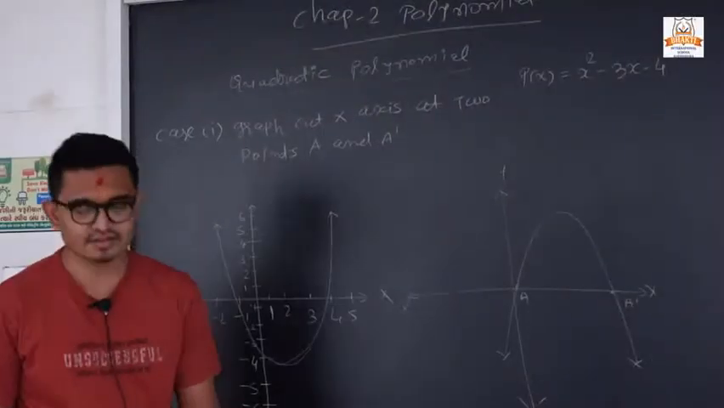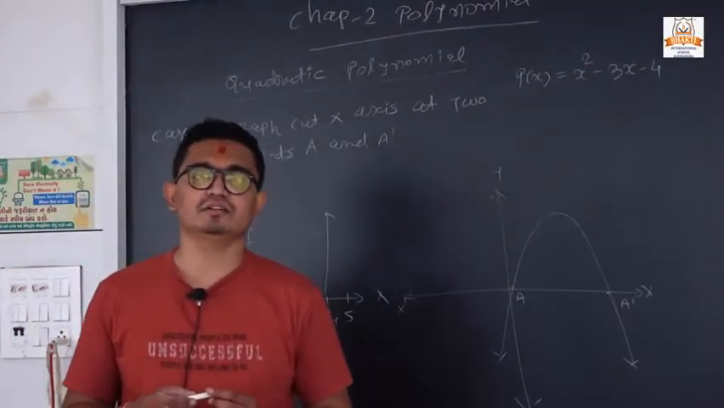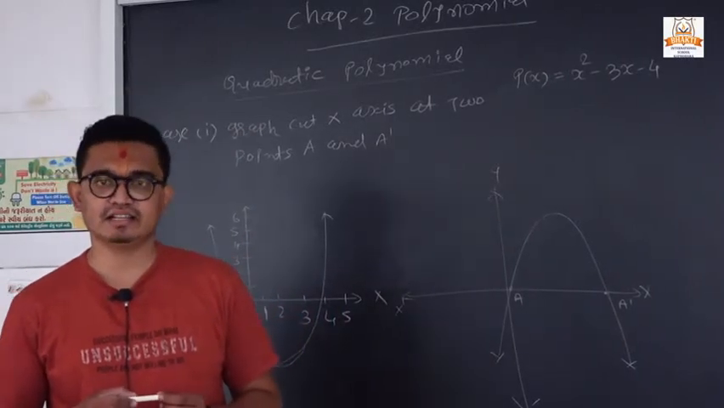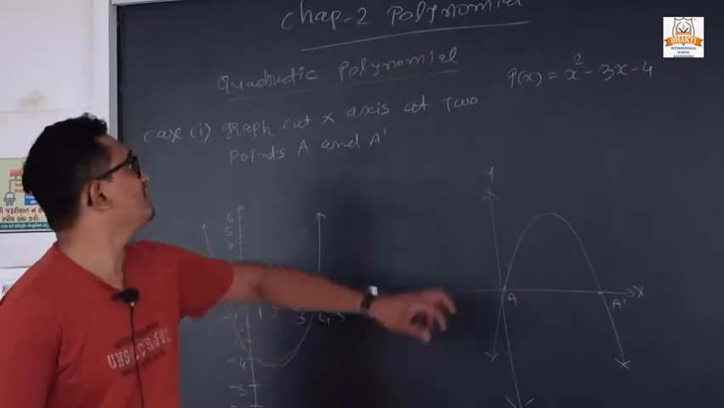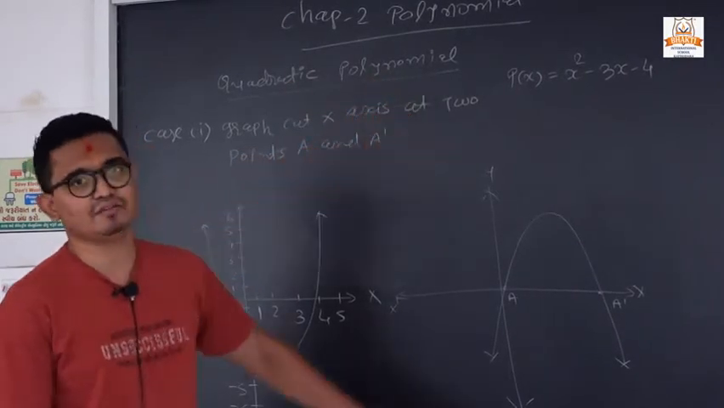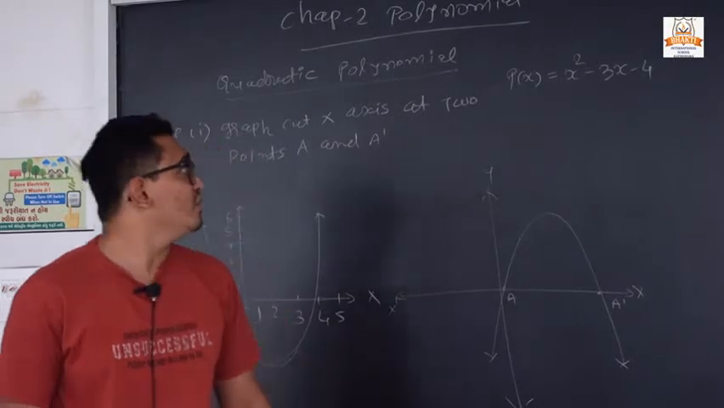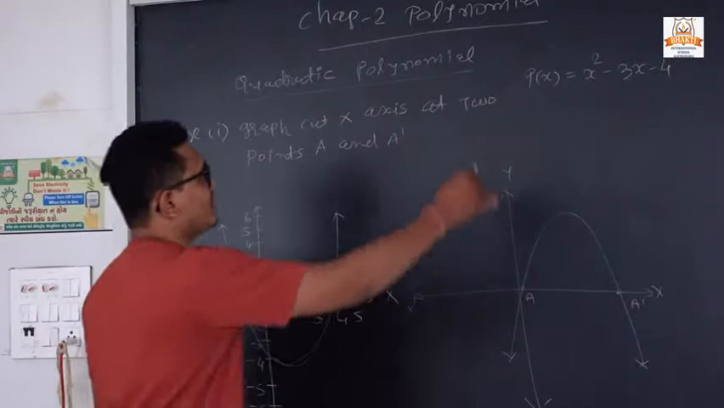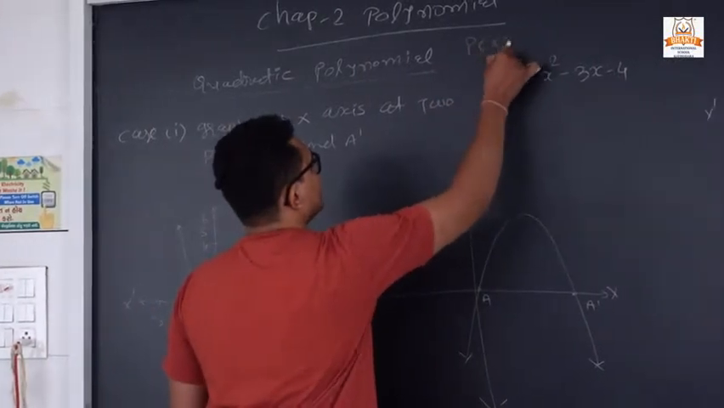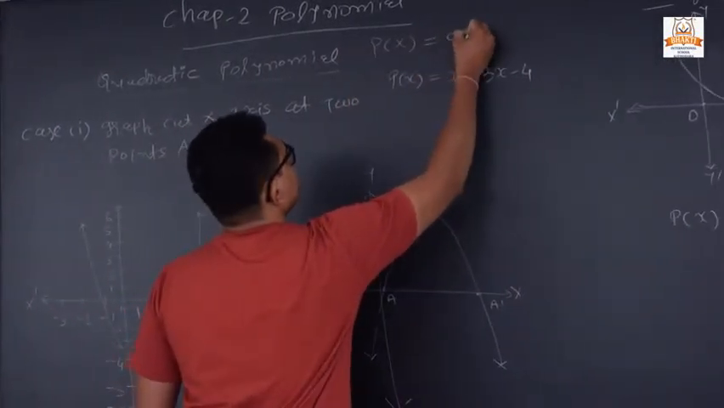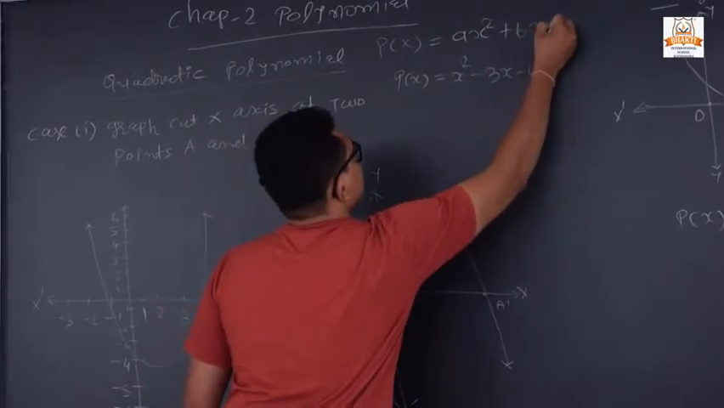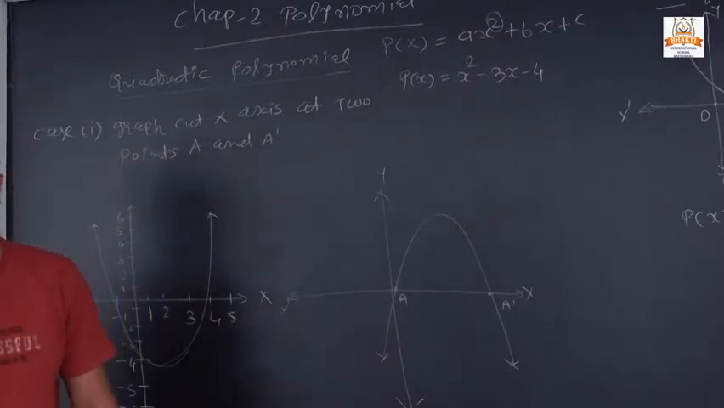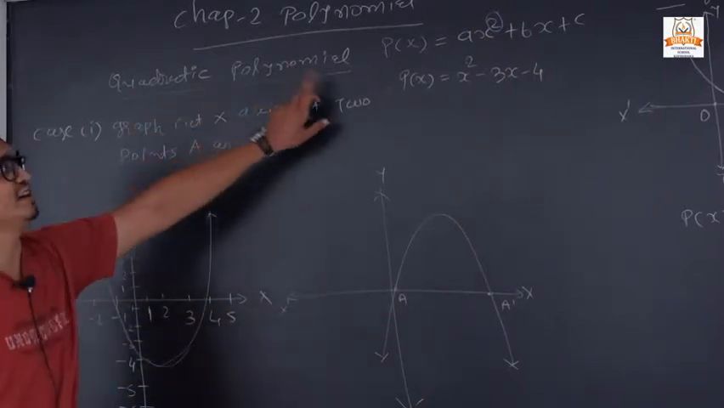Good morning, students. Last time we discussed what the graph of a quadratic polynomial is. In this lecture we are continuing with quadratic polynomials. First of all, keep in mind what a quadratic polynomial is. What is its standard form? I am writing its standard form: ax square plus bx plus c. Here x has a power of 2, the maximum degree is 2, so it is called a quadratic polynomial.